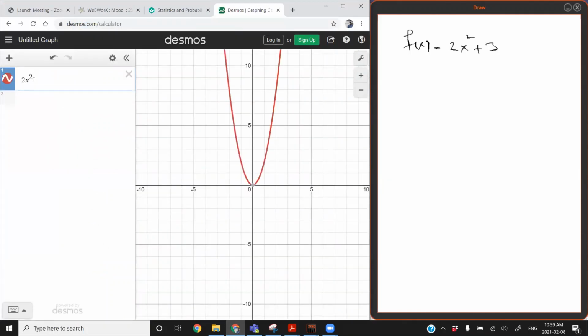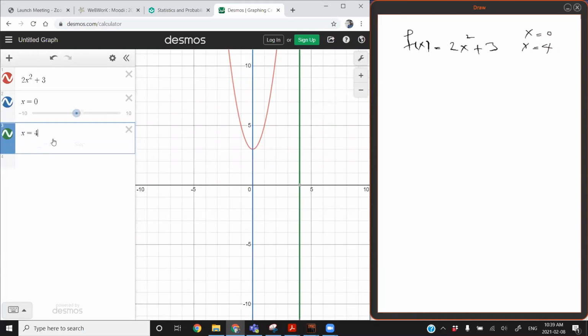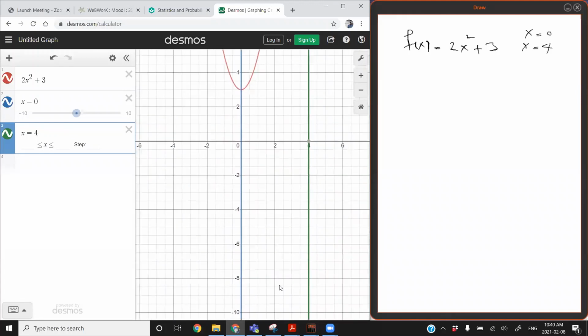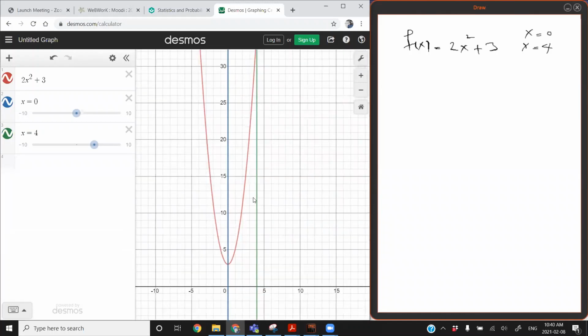2x to the power of 2 plus 3. So that's the function. And the two vertical bars are x equals 0 and x equals 4. So x equals 0, which is the y-axis, and x equals 4, which is this line here, the green one. Okay. So this is the area that we are trying to figure out.